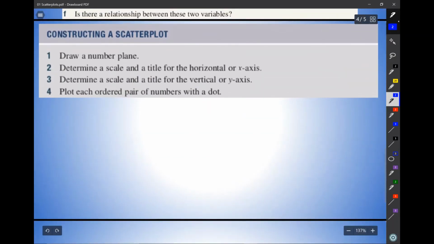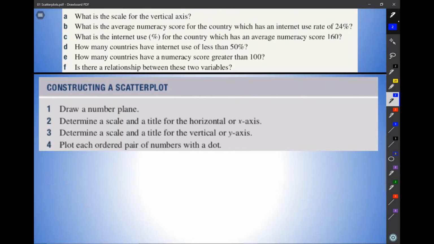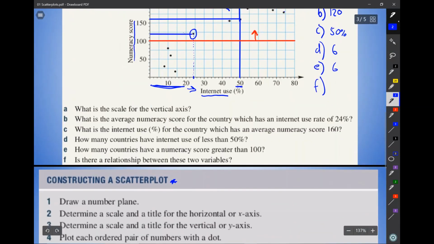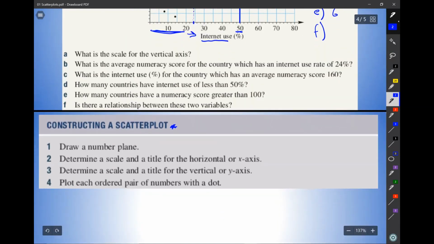So when it comes to constructing a scatter plot, you will get, I think, one question like this. I want you to follow these steps. So it would be helpful if you wrote this down in your book right now. The first thing we're going to do is just draw up the axis. And then it's really important that we put a scale and title on our x and y axis. And then we plot each pair of numbers with a dot.